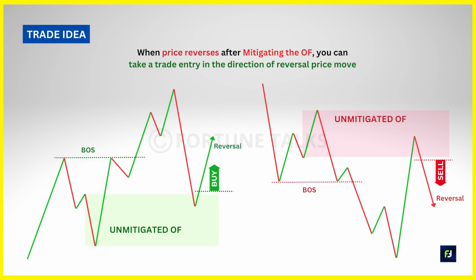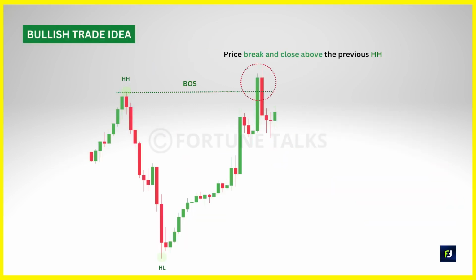As I have mentioned a few times, this should only be applied to unmitigated order flows. If you know how to correctly mark the market structure and identify the pullbacks, then this is going to be very easy. Now let us consider an example for bullish and bearish scenarios. This is a bullish market structure.